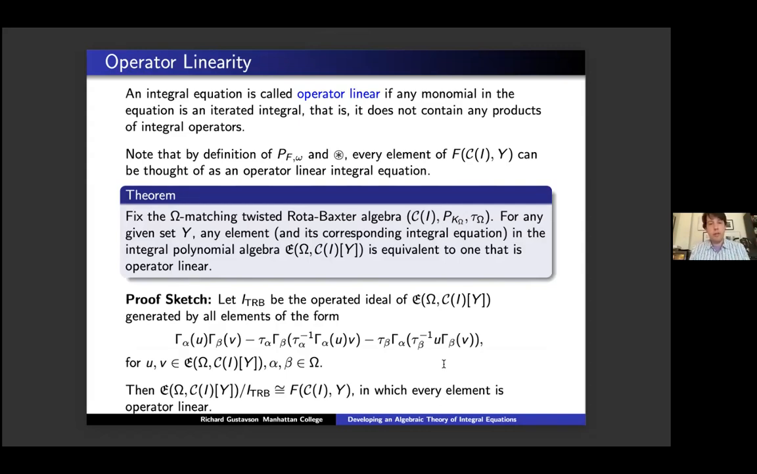Here, operator linear means that any monomial is an iterated integral, doesn't contain any products of integrals. And the way that we do that is we basically define an isomorphism from the free operated algebra modulo this ideal here, where this is the twisted Rota-Baxter identity, and we can show that that's isomorphic to this free matching twisted Rota-Baxter algebra we just defined.